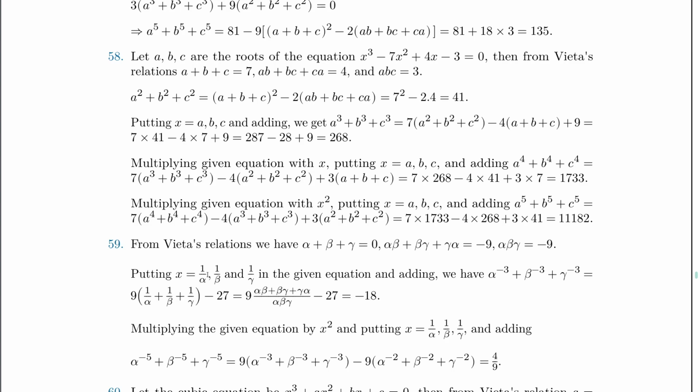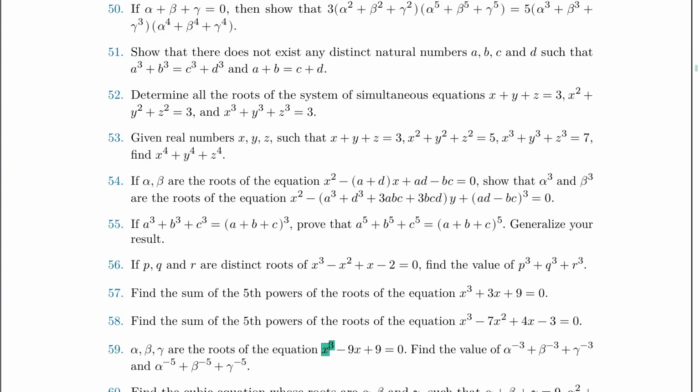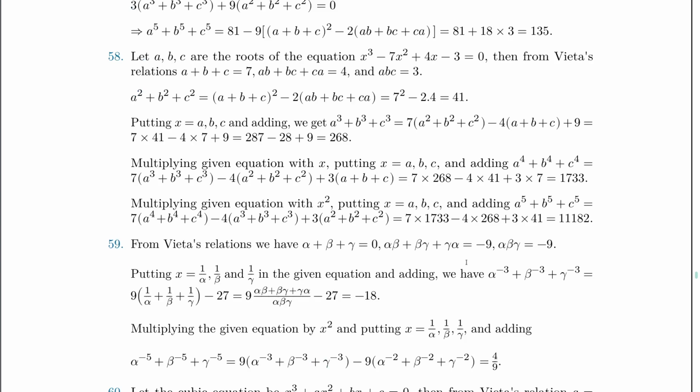Now in the given equation, we substitute 1 by alpha, 1 by beta, 1 by gamma, and we add. So it will become 1 by alpha cube, 1 by beta cube and 1 by gamma cube. So the right hand side will become 9 into 1 by alpha plus 1 by beta plus 1 by gamma minus 27. So this will become 9 into alpha beta plus beta gamma plus gamma alpha by alpha beta gamma minus 27. Now alpha beta plus beta gamma plus gamma alpha and alpha beta gamma both have value of minus 9. So this will become minus 18.